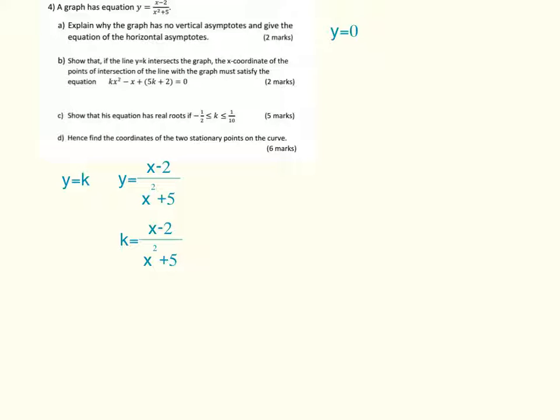So multiplying up by x squared plus 5, expanding the bracket, then taking everything to the left hand side, and then finally putting the 5k with the plus 2. You can see we end up with what we need.